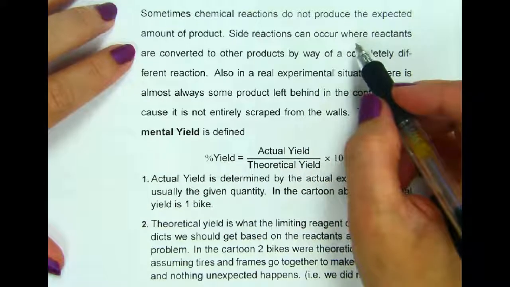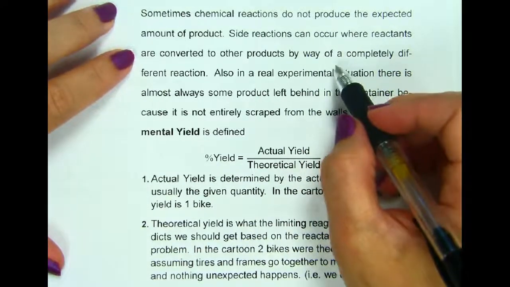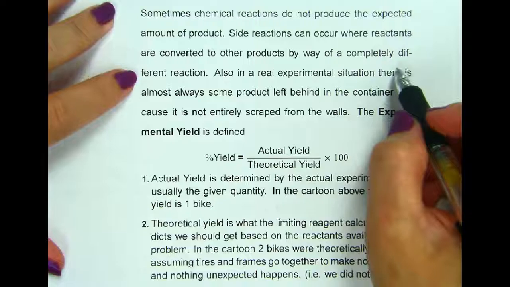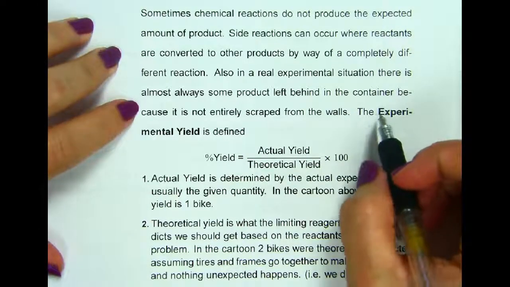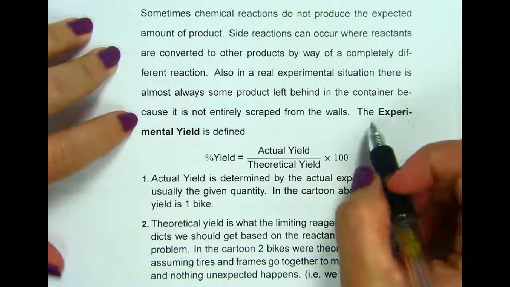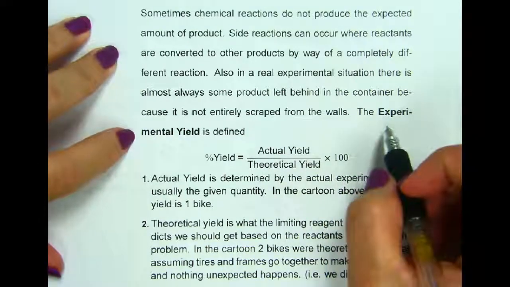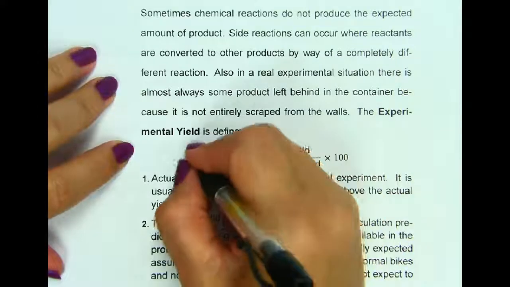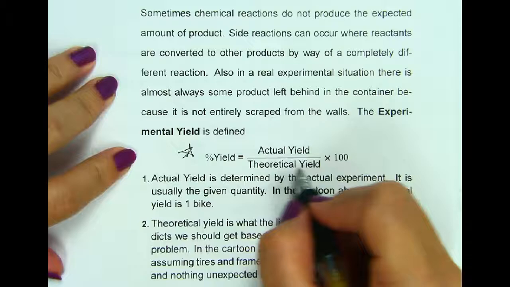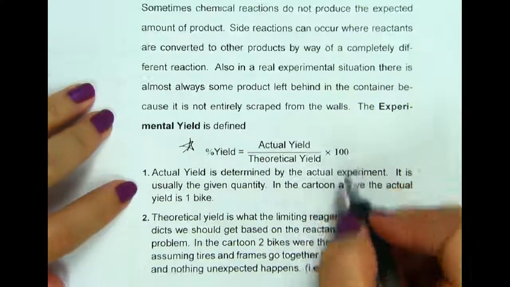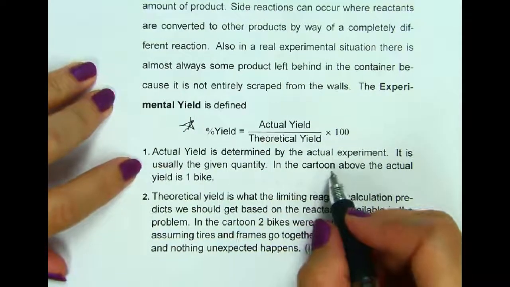Side reactions can occur where reactants are converted to other products by way of a completely different reaction. Also, in a real experimental situation, there's almost always some product left behind in the container because it's not entirely scraped from the walls. The experimental yield is defined as the percentage yield is equal to the actual divided by the theoretical times 100. So actual yield is determined by the actual experiment.